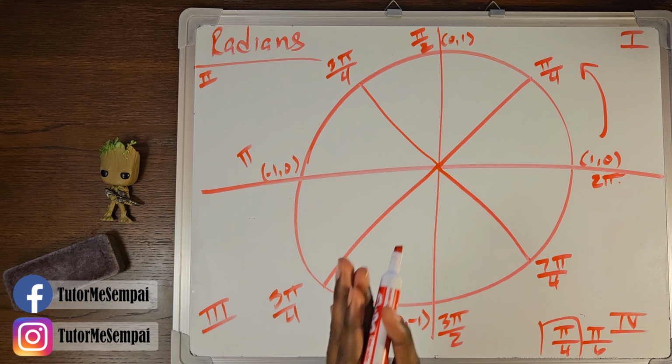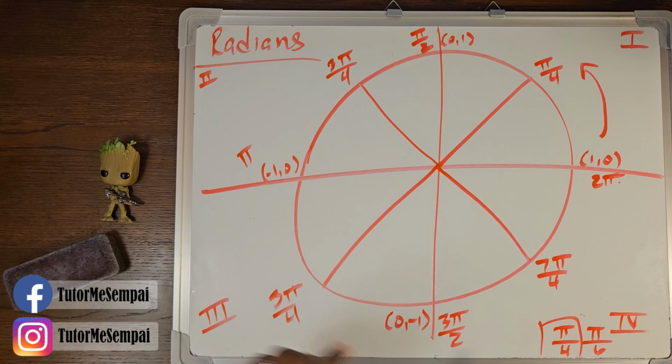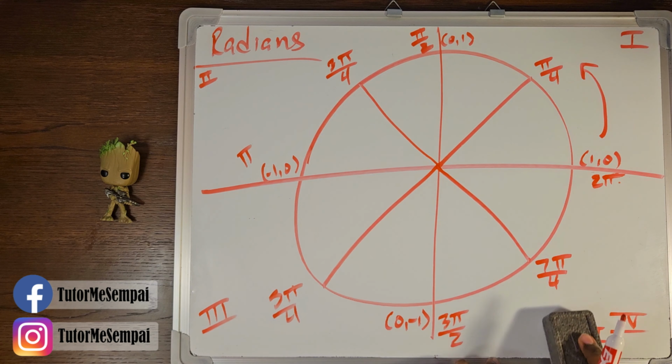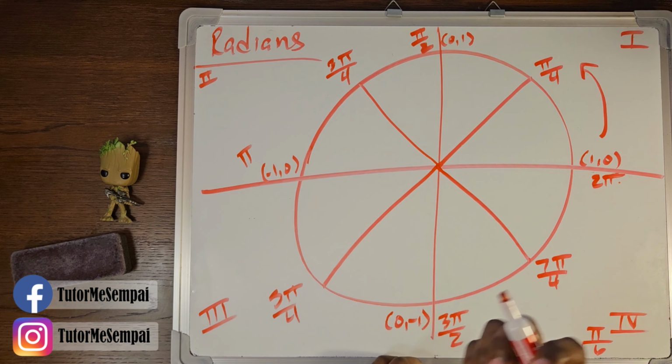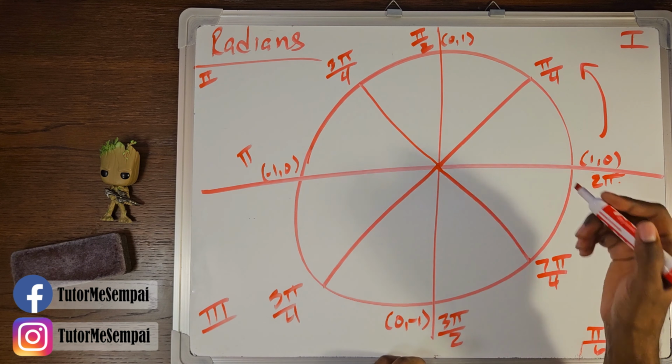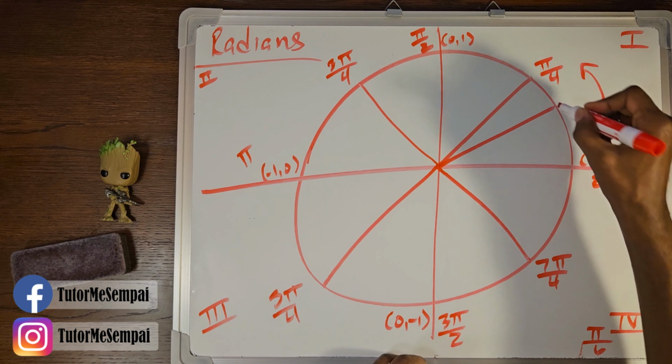And we're going to do the very same thing for pi over 6. So we've already looked at pi over 4. Now we're going to look at pi over 6. Now pi over 6 is going to be less than pi over 4. So you're going to have this over here.